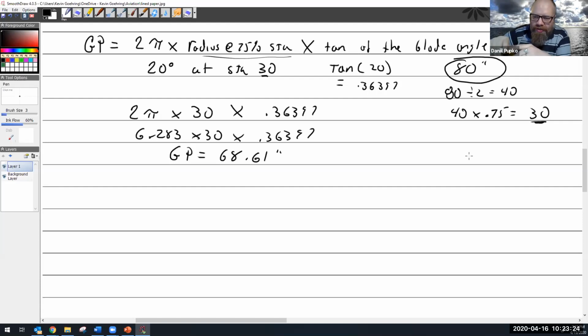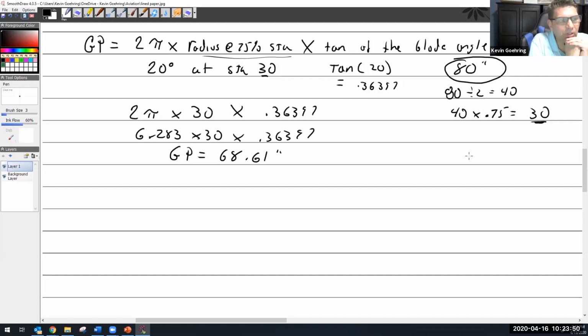Excuse me, Kevin. It's a distance between how much the plane will be moved in the move forward, right? Or it's the distance how the tip will move along the helix. Well, the tip and the hub move at the same speed forward. This is how far the plane will move forward in one revolution of the propeller.